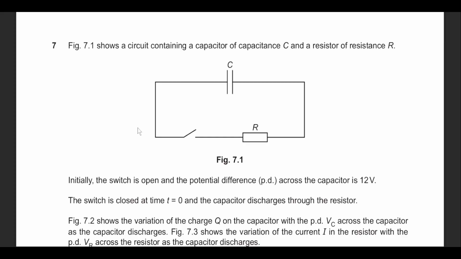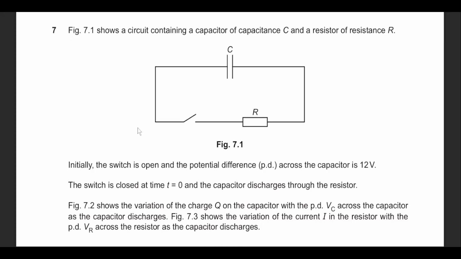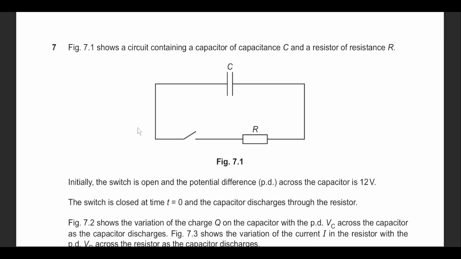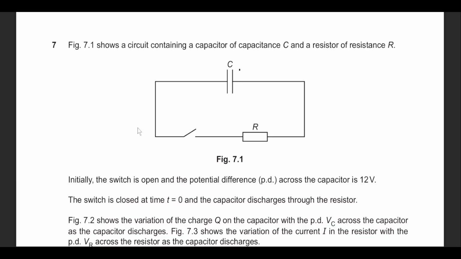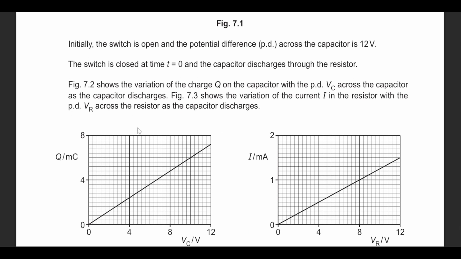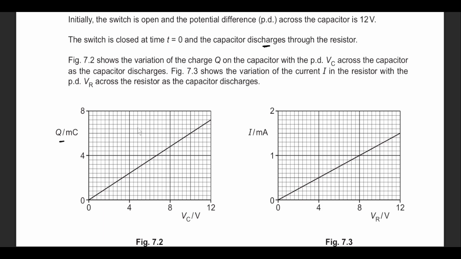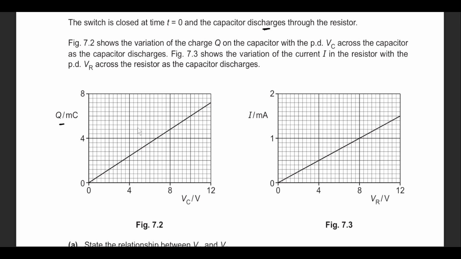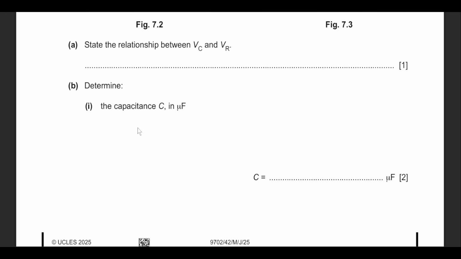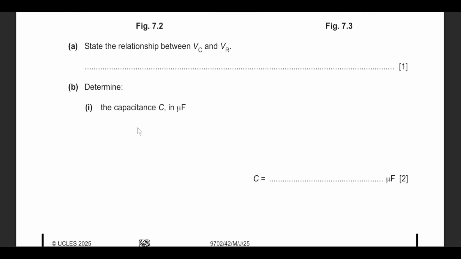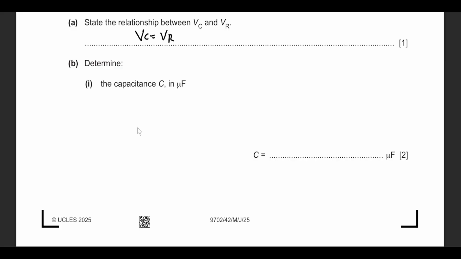Question 7 is about capacitors. A simple capacitor is given to you with the C and switch and R. He says initially the switch is open. The potential difference is this, which means that the capacitor has 12 volts to spend. At time t0, the switch is closed and the capacitor discharges through the resistor. Okay, fine. These are attributes given to us. It shows the variation of current, charge with time, and current with voltage. State the relationship between VC and VR. When you close the switch, they will definitely be equal to each other. There is no loss in the series configuration.